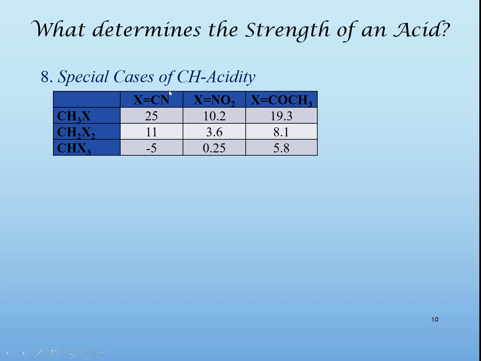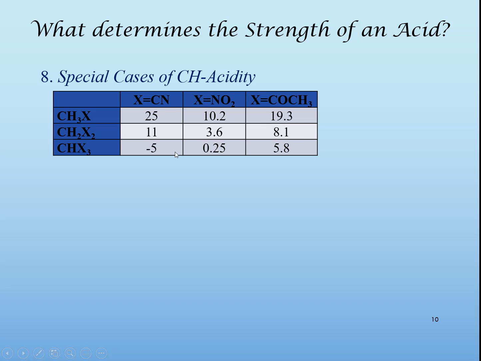The effect is even stronger for a nitro group, where the pKa goes down to 10. For an acetyl group, we're going to reduce the pKa to about 19 if you introduce one group. If you introduce two groups, the effect increases. In the case of malononitrile, we have a pKa value of 11, dinitromethane 3.6, and in the case of acetylacetone, we end up with about 8.